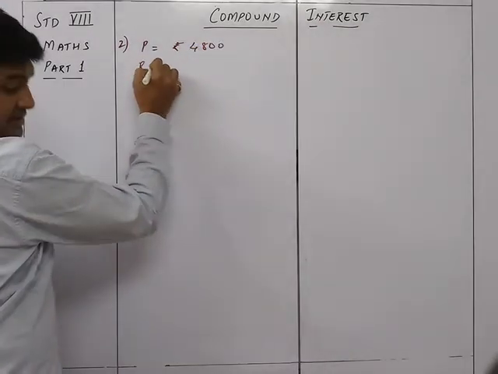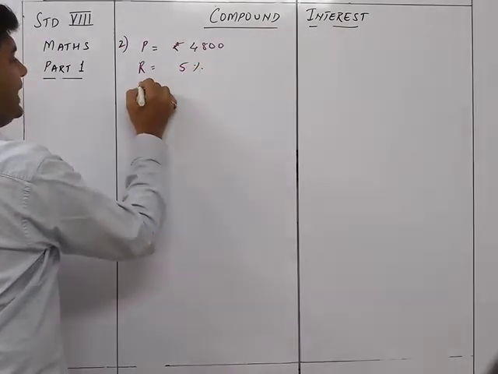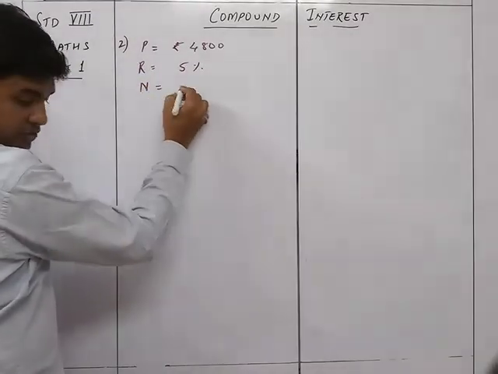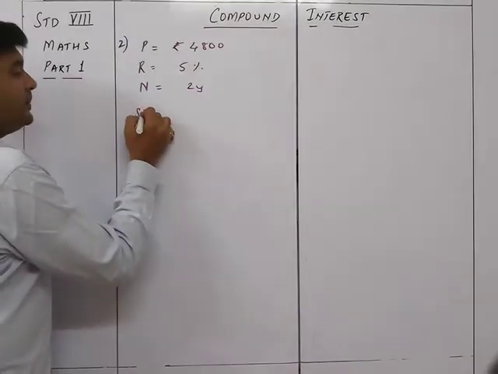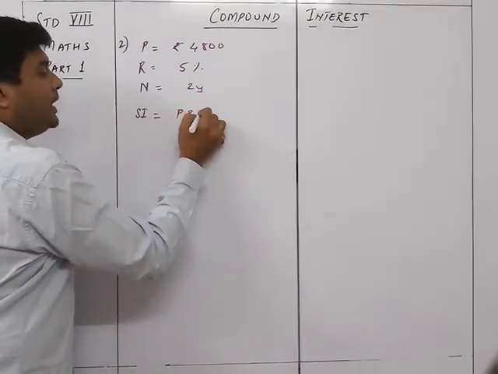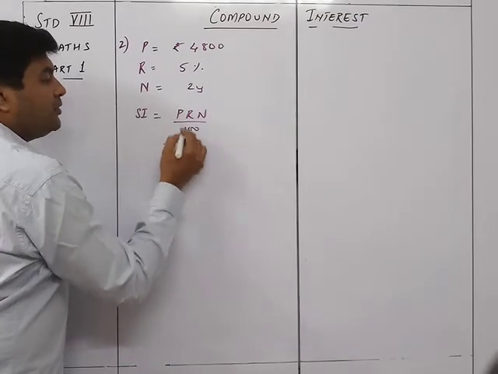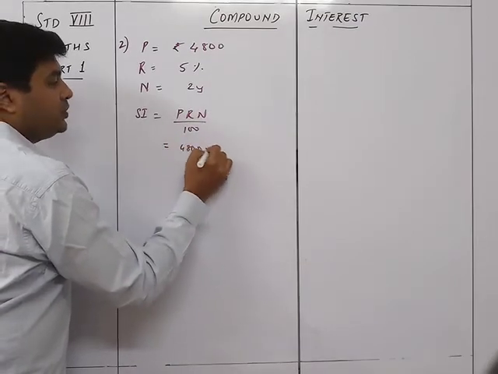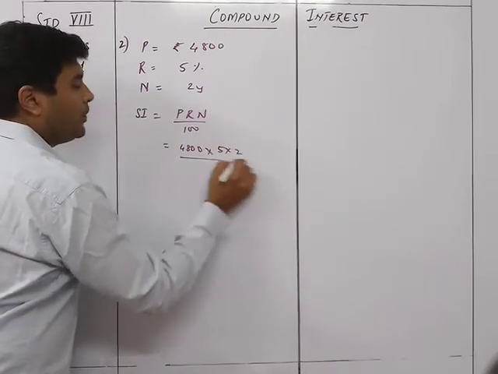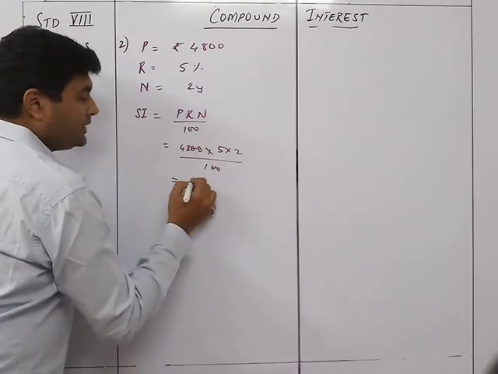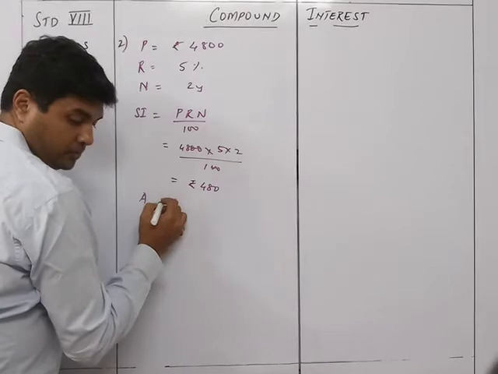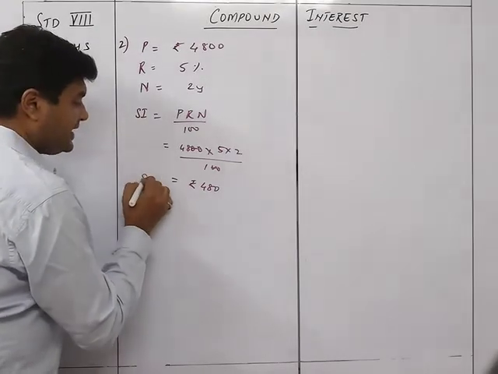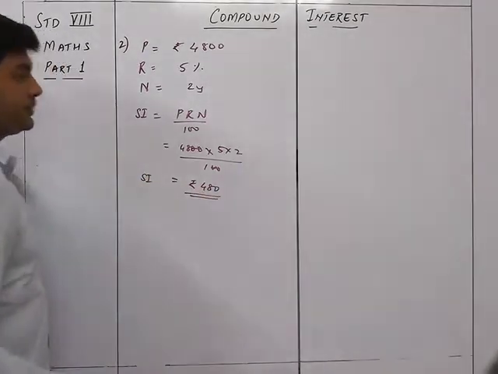The rate of interest is given as 5% and the time period n is equal to 2 years. So first of all, let's find out the simple interest. We know that simple interest is equal to PRN upon 100. So that will be equal to 4800 into 5 into 2 upon 100. That is rupees 480. So simple interest SI is equal to 480 rupees.